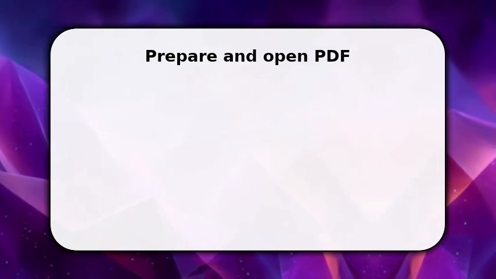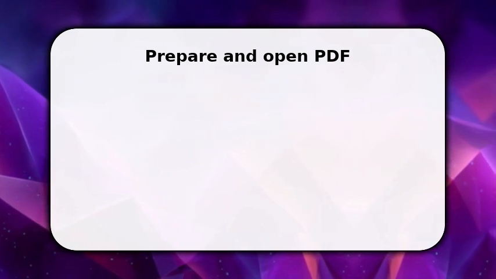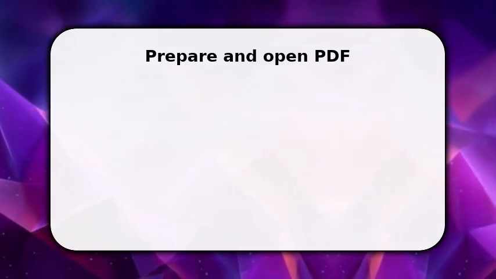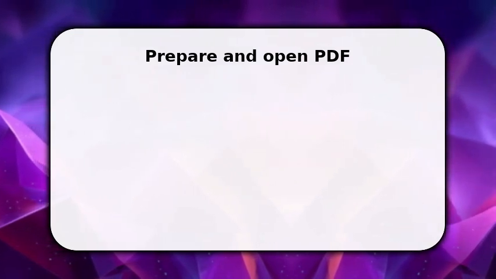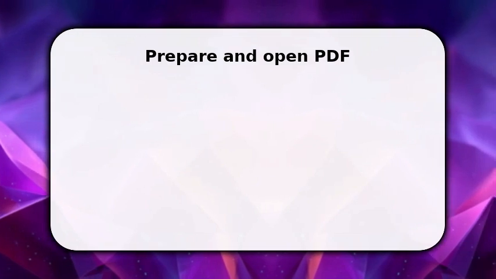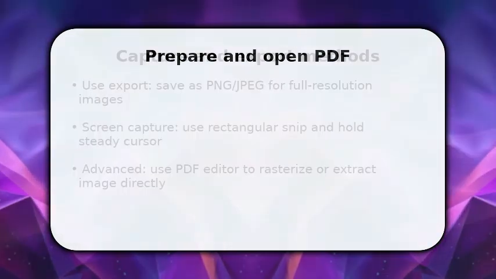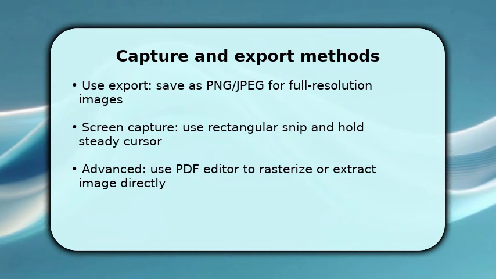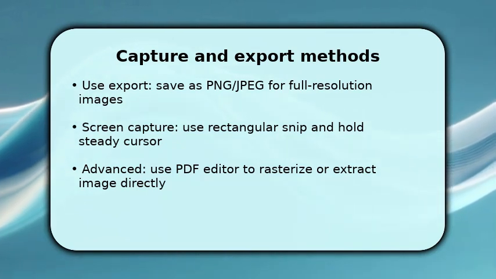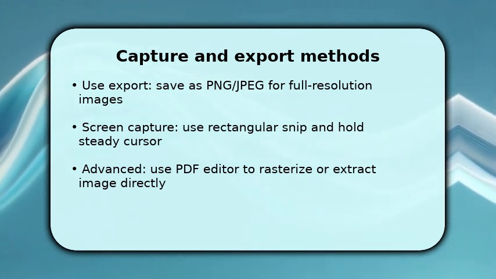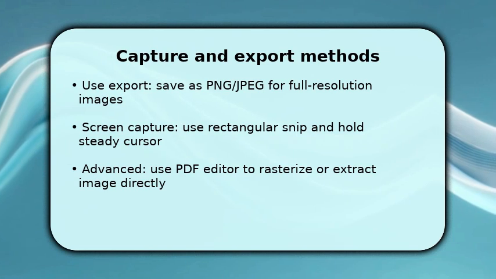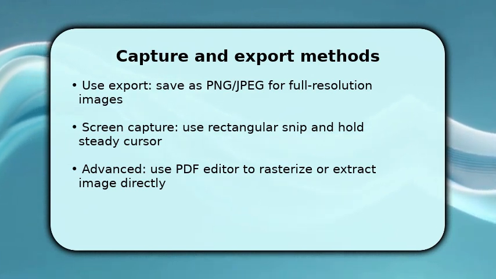You want to balance speed with quality, so set zoom to match the captured area and disable any reader smoothing that might blur edges. Now capture the image using the method you selected. If the PDF reader supports export, choose PNG or JPEG and pick a resolution. This preserves original pixels. If you use a snip, draw precisely and avoid window chrome. Press the system hotkey to reduce motion blur.